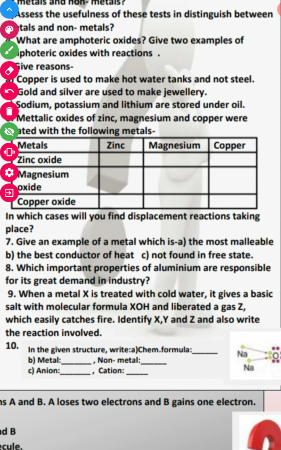Next question we have, 10th question. In the given structure, write the chemical formula of the metal. The chemical formula of the metal is Na, the non-metal is oxygen, the anion is O2 minus and the cation is Na plus. Okay, you have to write all of these by using this structure.